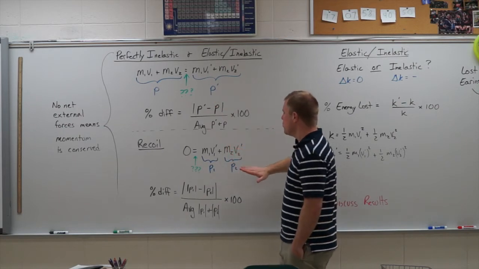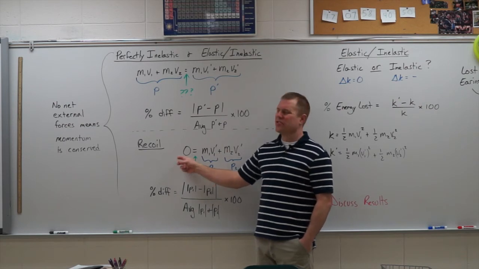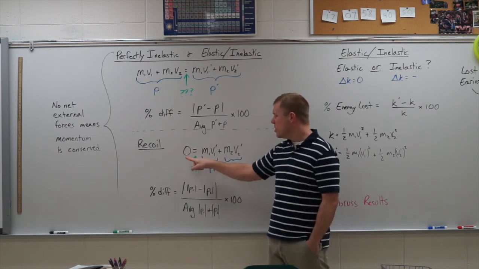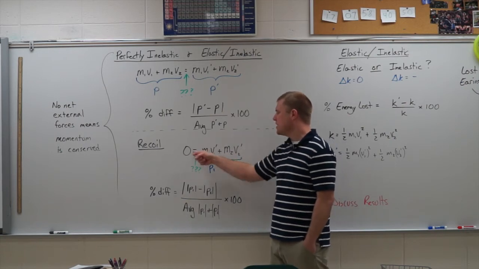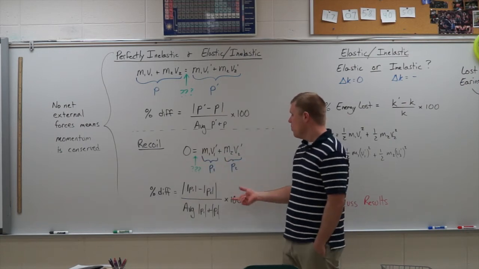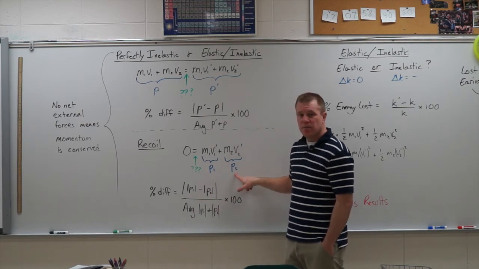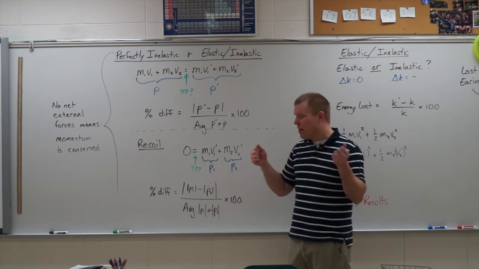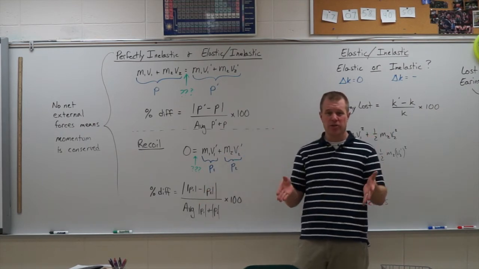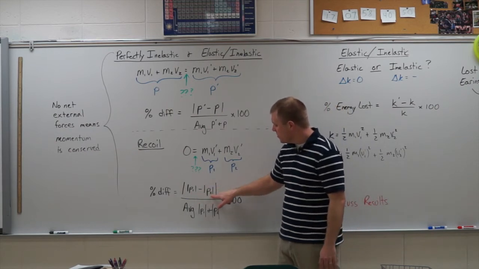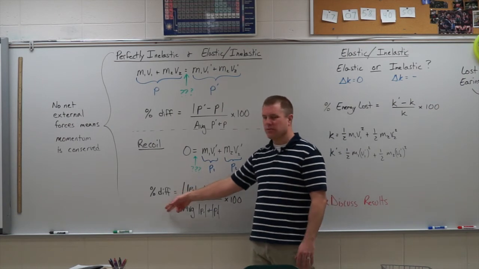For the recoil, it's a little different. We can't do percent difference because they start at rest, so there's none before. But we do know that these two have to be opposite and equal, so when they add together, I get 0. So we're going to compare the magnitudes of the two carts after they push off one another. That just means don't worry about the directions. Take the difference of the magnitudes divided by the average of the magnitudes times 100 to get percent difference there.